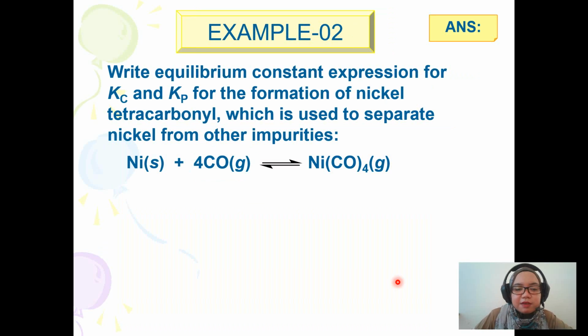So now, let's look at example 2. It says: write equilibrium constant expressions for Kc and Kp for the formation of nickel tetracarbonyl, which is used to separate nickel from other impurities.